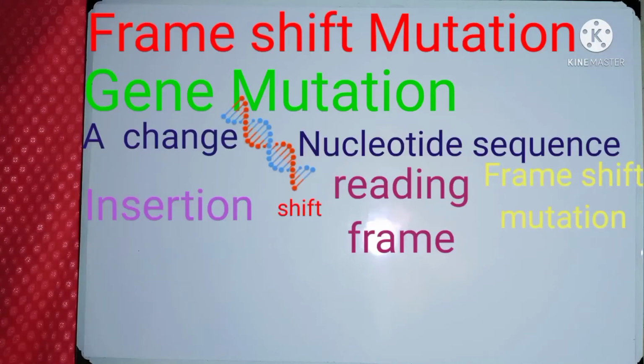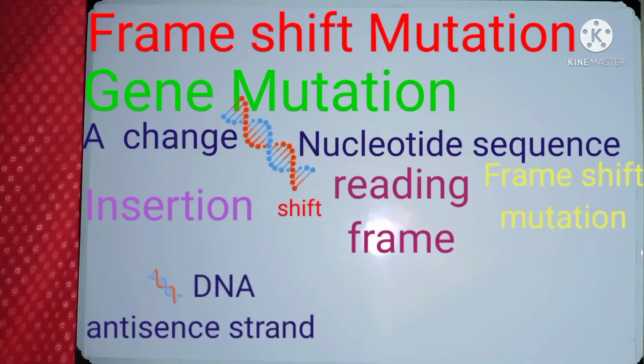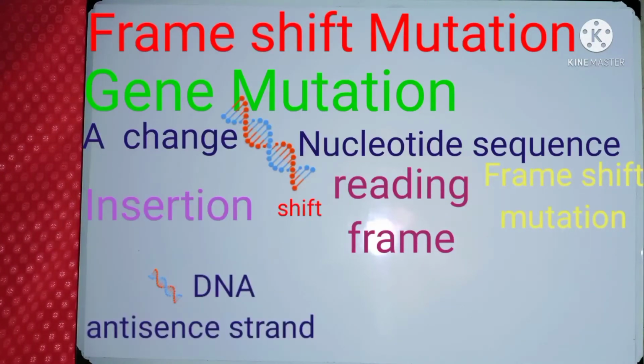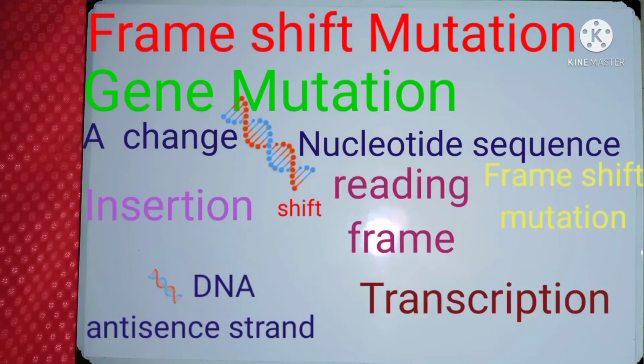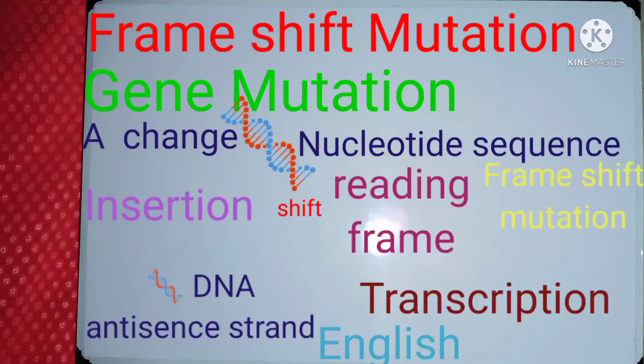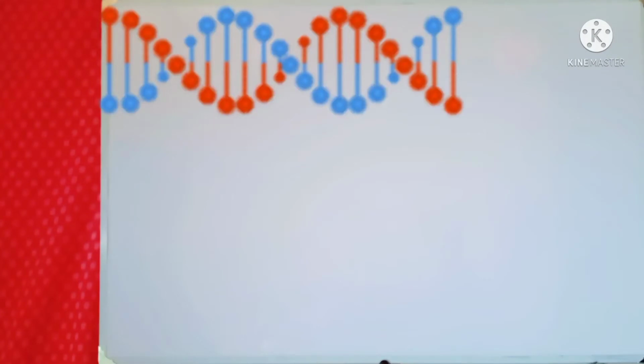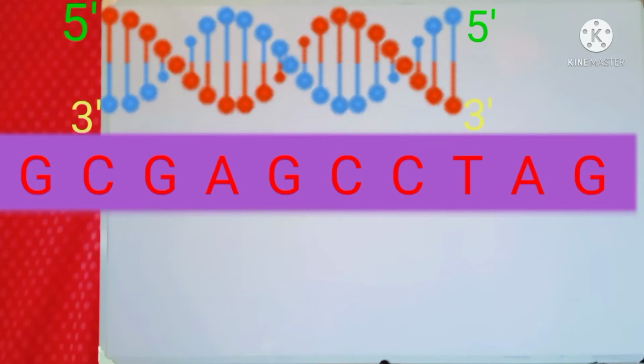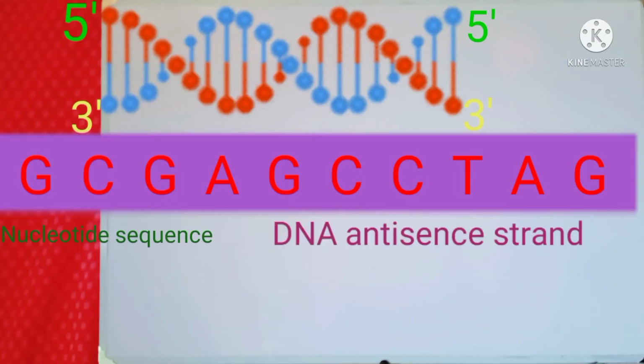So let's begin by looking at our DNA antisense strand that is used during the process of transcription. You can also watch the transcription lecture in detail on our channel in English as well as in Urdu language. So let's suppose this is our DNA strand. The 5' end is here and the 3' end is here. So we have GCGAG CCTAG as the nucleotide sequence on our DNA antisense strand.